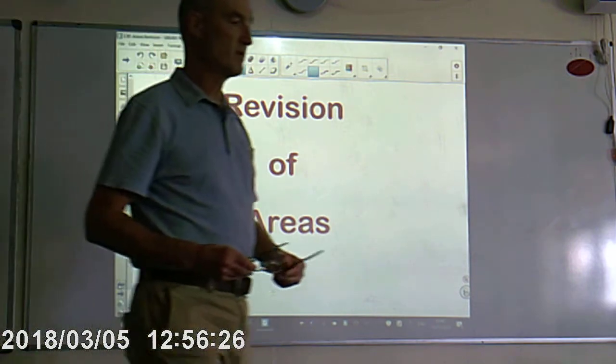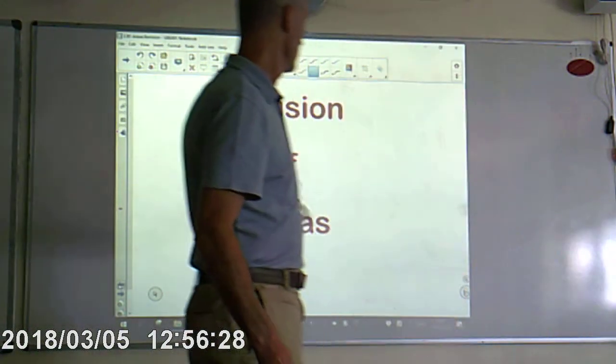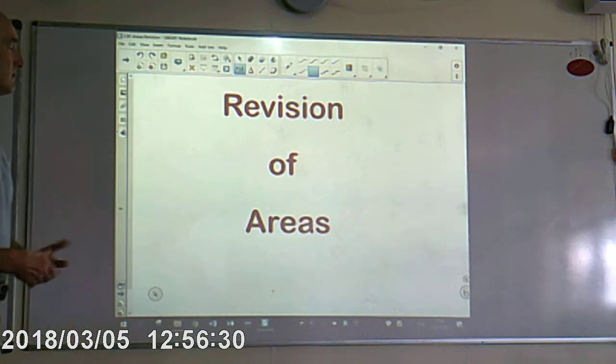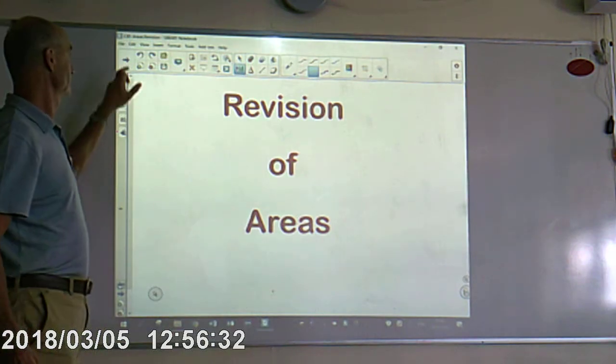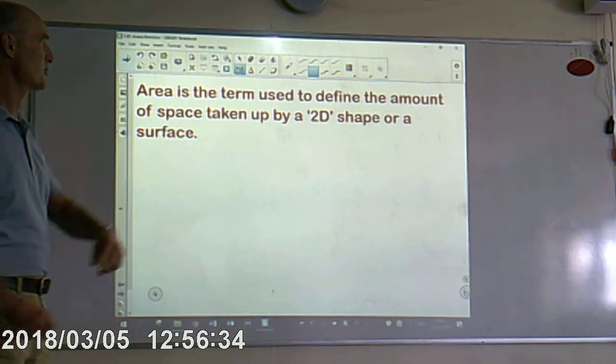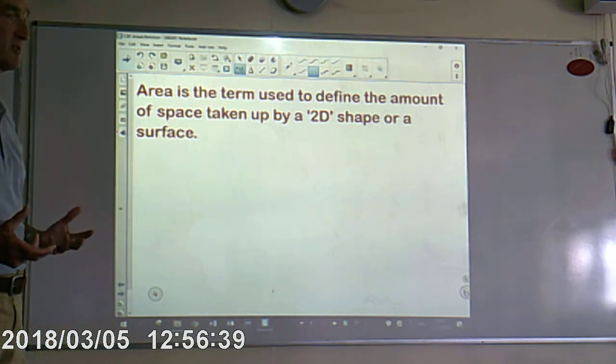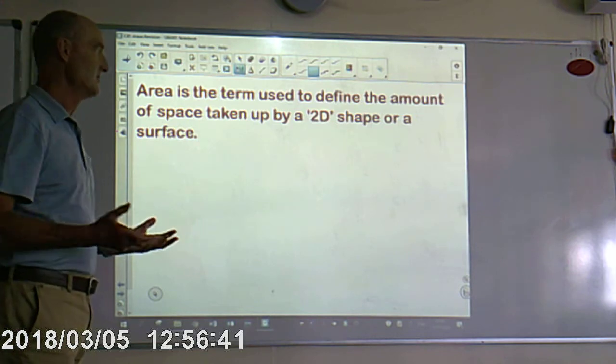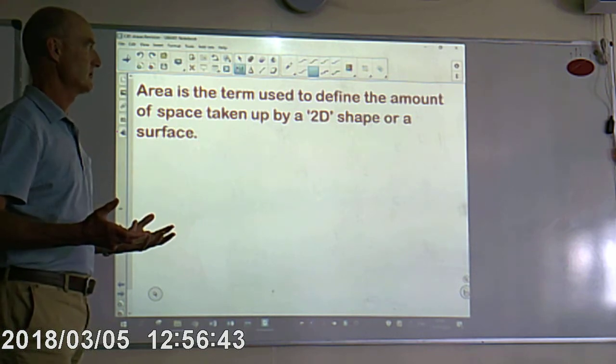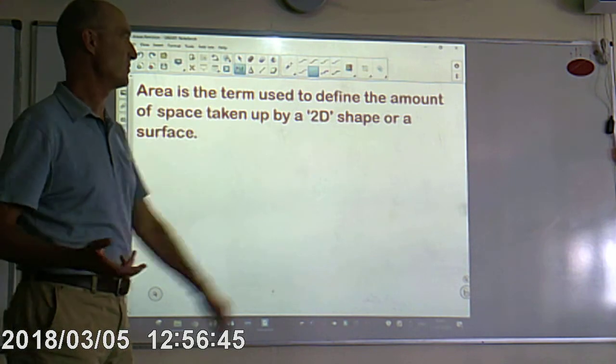Okay, ladies and gents, hopefully a bit of revision for you, and it's to do with areas. Okay, what is an area? Area is a term used to define the amount of space taken up by a 2D shape or a surface. Hopefully that's self-explanatory.